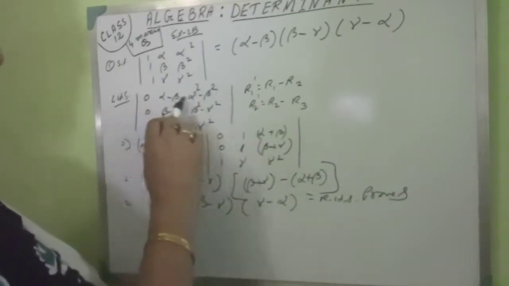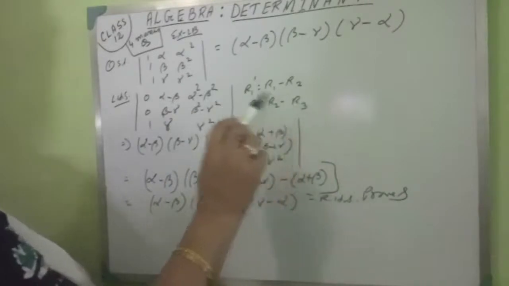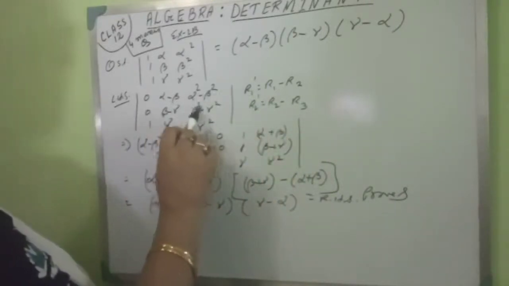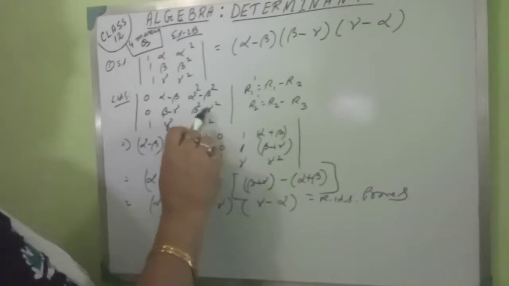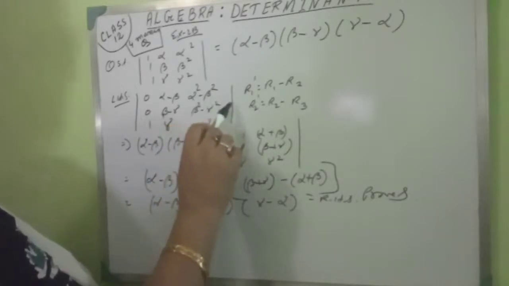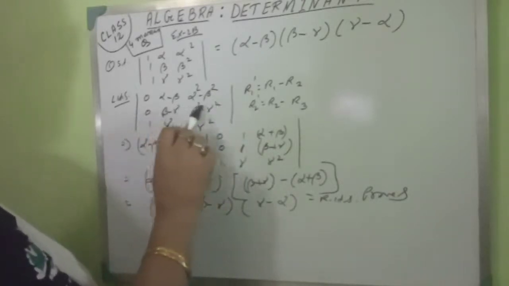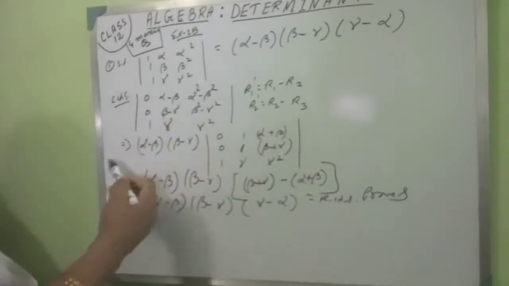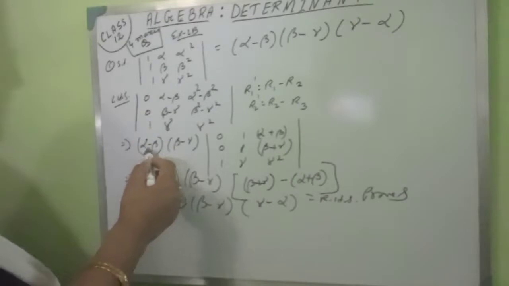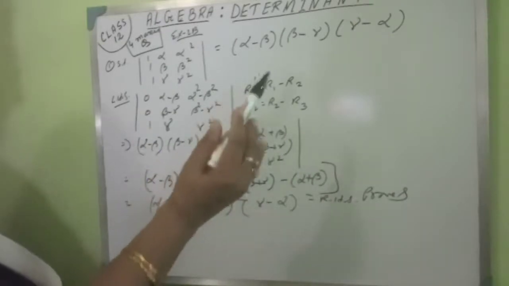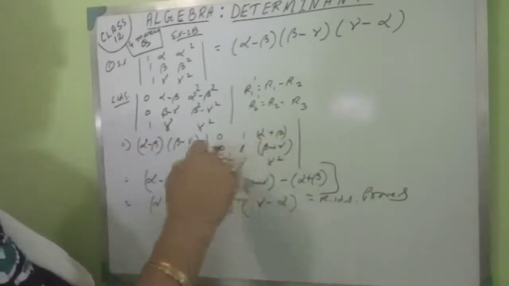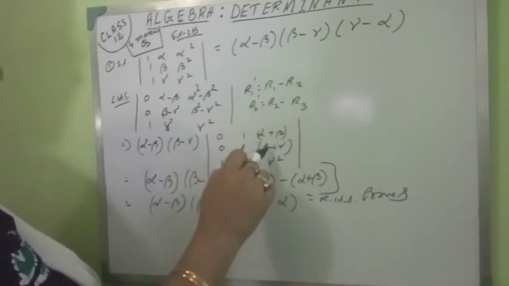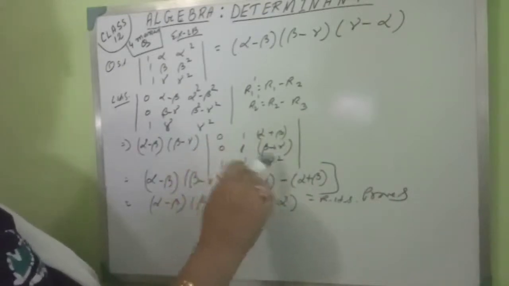So in the first row we get the common element alpha minus beta, and in the second row it is the same thing, beta square minus gamma square. We can write this as beta plus gamma into beta minus gamma. As beta minus gamma is already there, we can take it outside the determinant. So the two factors are alpha minus beta and beta minus gamma, already taken out, and in the determinant what we get is 0 1 alpha plus beta, 0 1 beta plus gamma, 1 gamma gamma square.